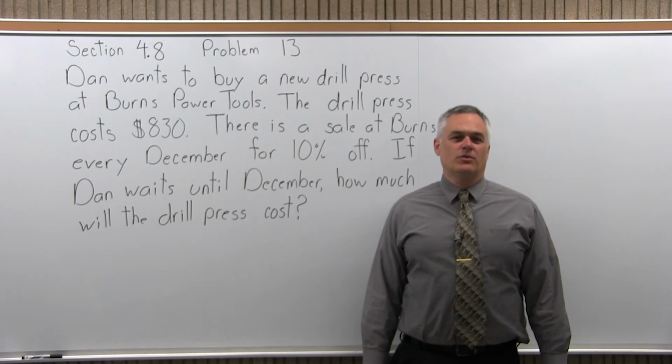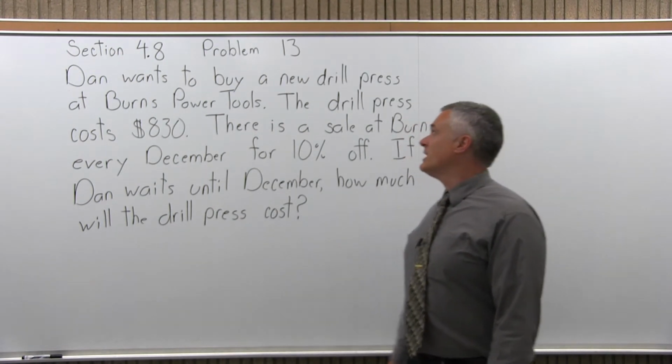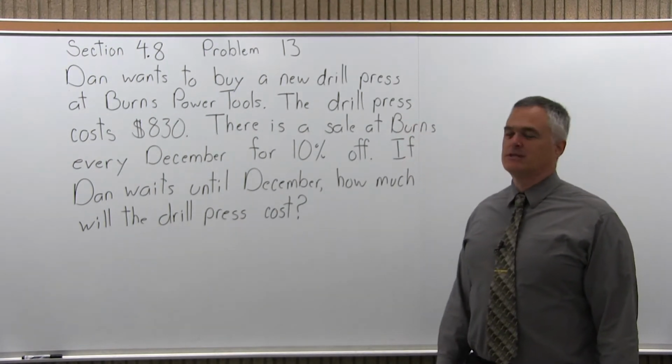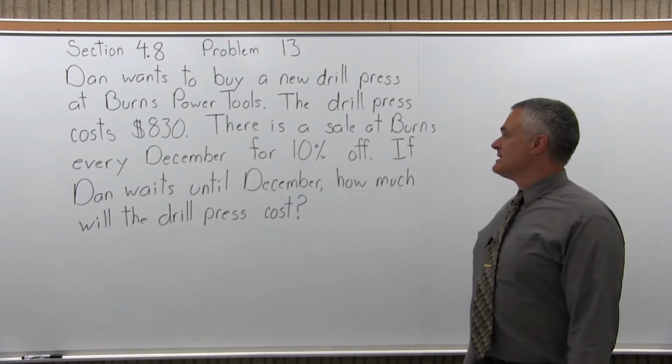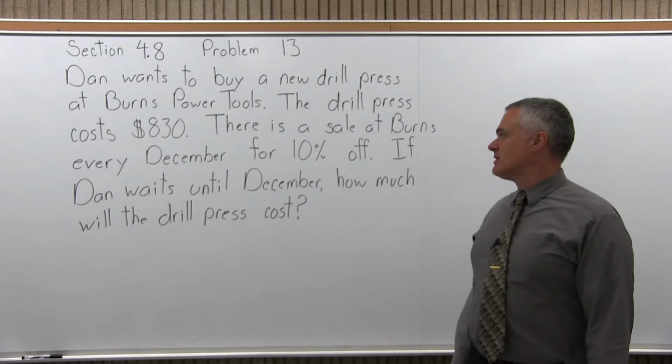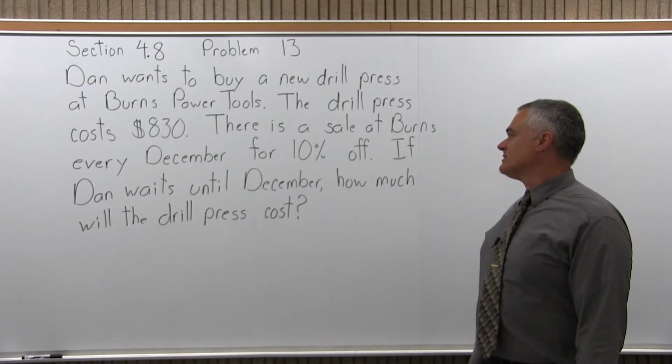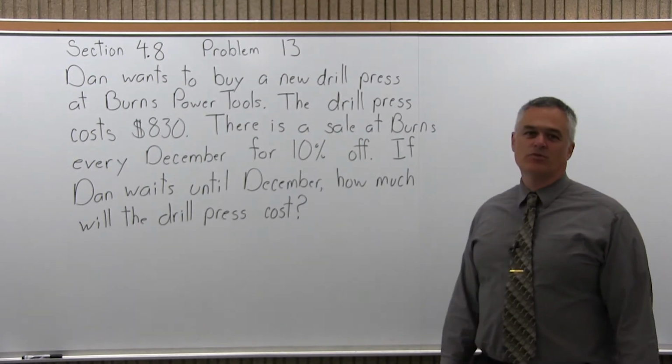This is Section 4.8, Problem 13. It says Dan wants to buy a new drill press at Burns Power Tools. The drill press costs $830. There is a sale at Burns every December for 10% off. If Dan waits until December, how much will the drill press cost?